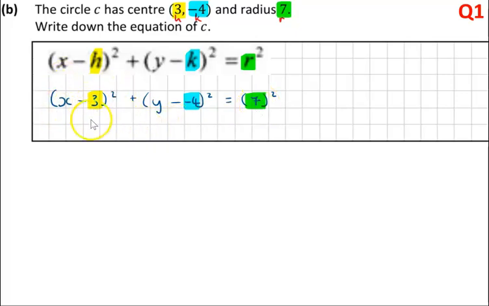So x minus 3 to be squared stays as it is. And y minus minus 4 to be squared becomes y plus 4 to be squared. And 7 squared is 49. And there's your answer. Here we have the equation of the circle. So this is a 10-mark question.